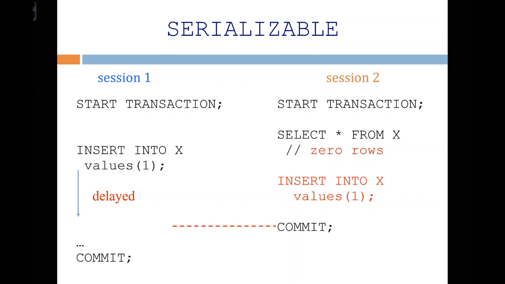So in this case, if session 2 is doing an insert into X of value 1, we actually end up with a conflict because session 1 was trying to insert a 1, so we get a primary key violation. So as soon as session 2 commits, session 1 will fail. The transaction will fail, and it will be rolled back.